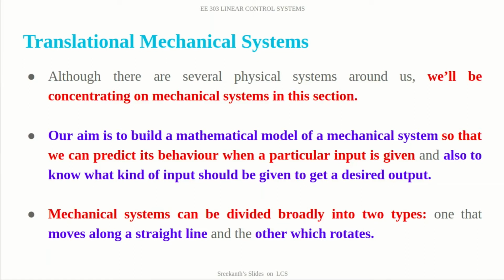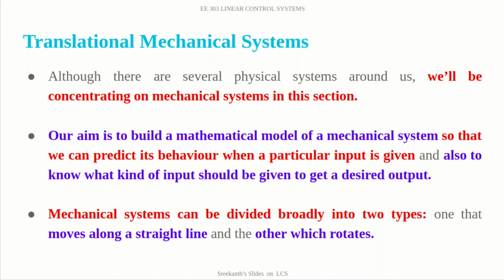Although there are several physical systems around us, we'll be concentrating on mechanical systems in this section. Our aim is to build a mathematical model of a mechanical system so that we can predict its behavior when a particular input is given, and also to know what kind of input should be given to get a desired output.